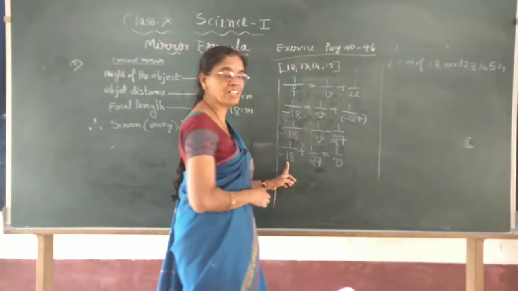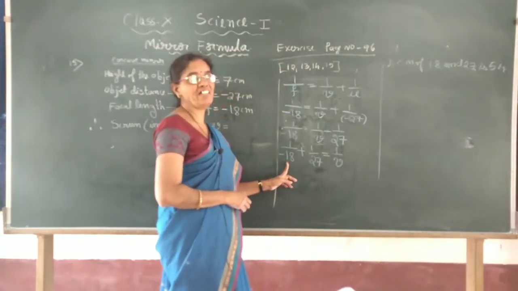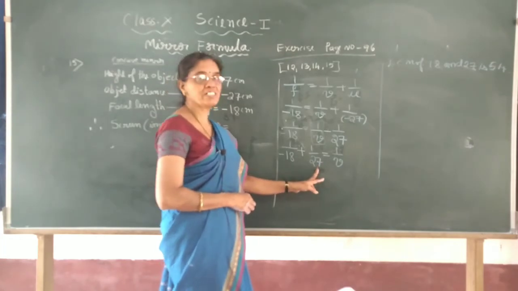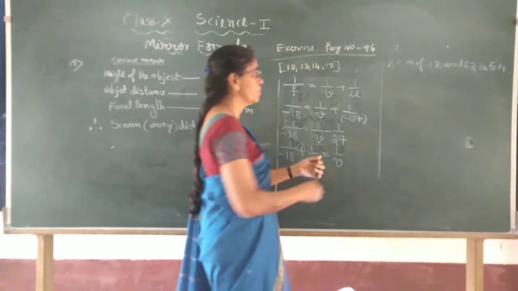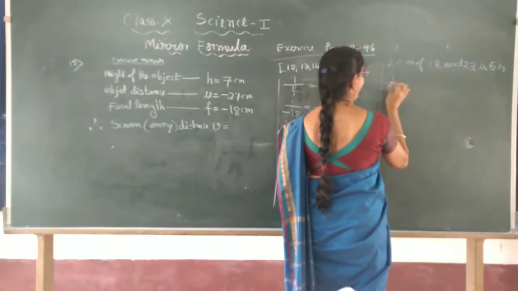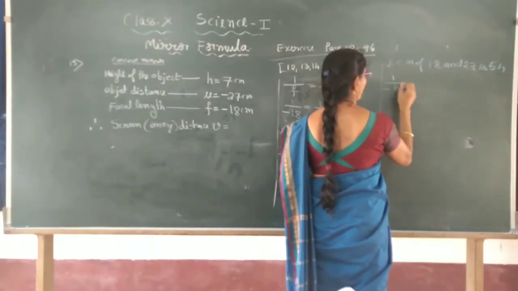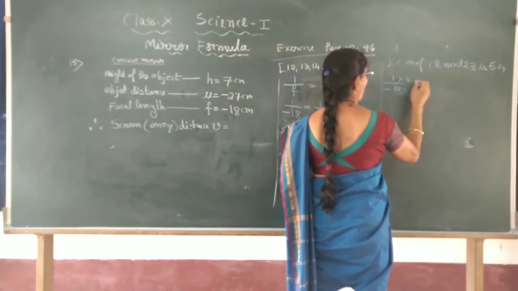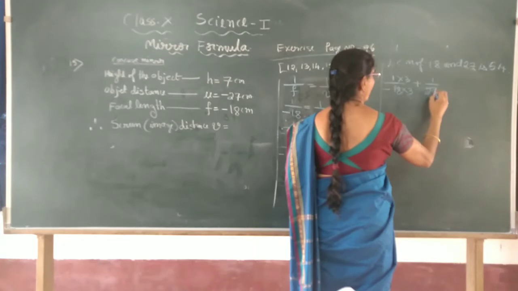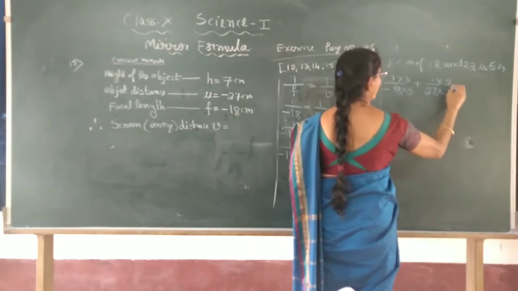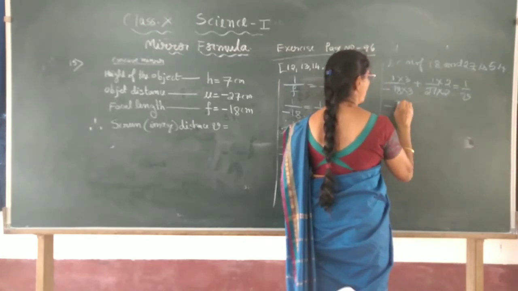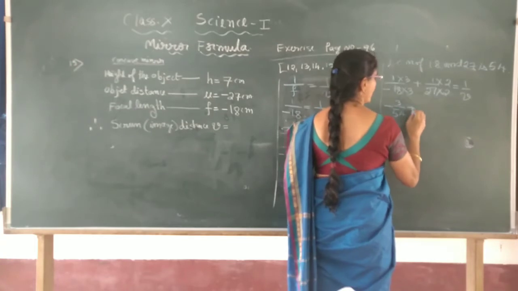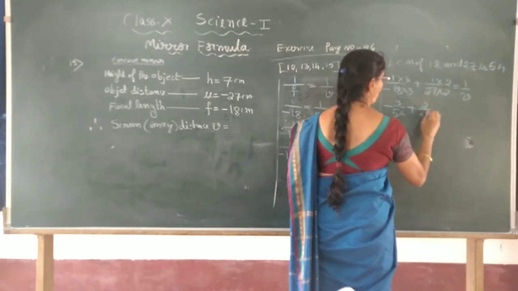Now 18 into what is equal to 54? 3 18s are 54, and 27 2s are 54. So multiply the numerator and denominator by the same number. Here it is by 3 and here it is by 2. So what will I write now? Minus 1 by 18 into 3 plus 1 by 27 into 2 is equal to 1 by v. So it is minus 3 by 54 plus 2 by 54 is equal to 1 by v.